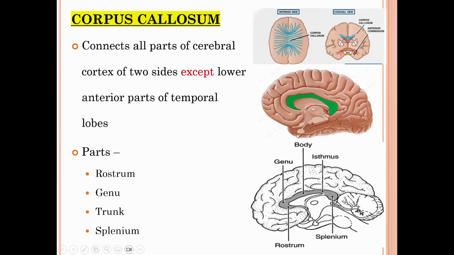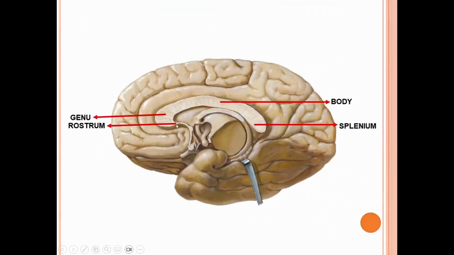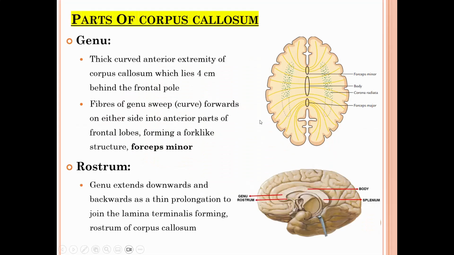So the parts of corpus callosum are rostrum, genu, trunk and splenium. You can see here, this is rostrum, this is genu, this is body or trunk, and this is splenium. You can see again here, this is rostrum, this is genu, this is body and this is splenium.